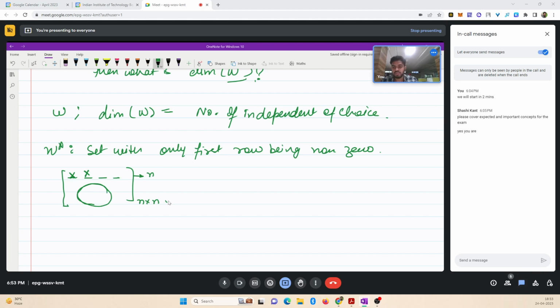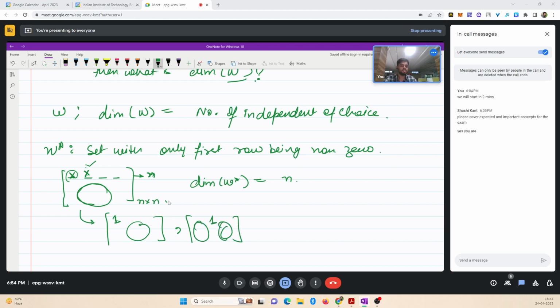Okay, so you have n choices to make. That's why the dimension of this W star would become n. And if you want to construct a basis from here, you can simply take 1 over here where you made your first choice and 0 elsewhere. For the second one, you can take the second position where you made a choice as 1 and 0 elsewhere. This is how you can further construct a basis out of it.